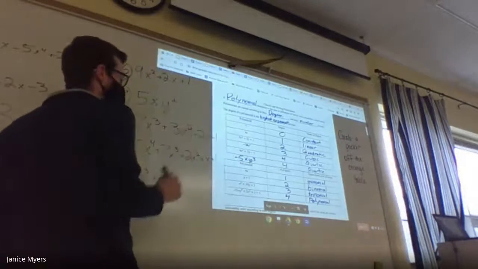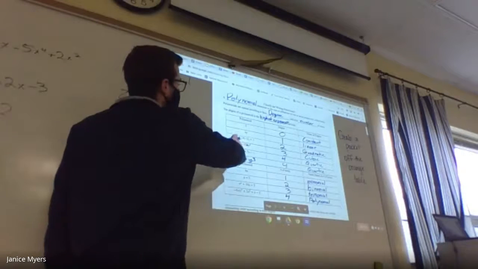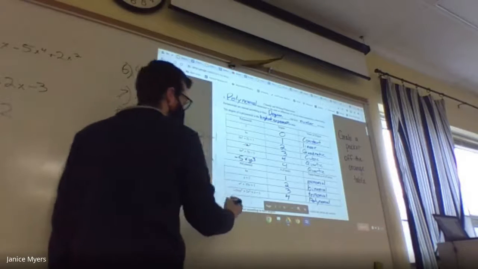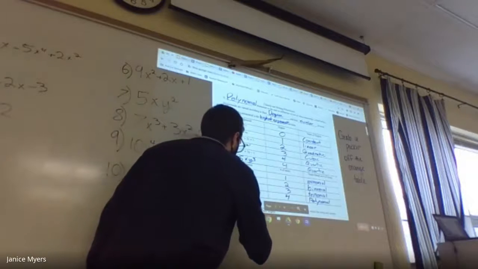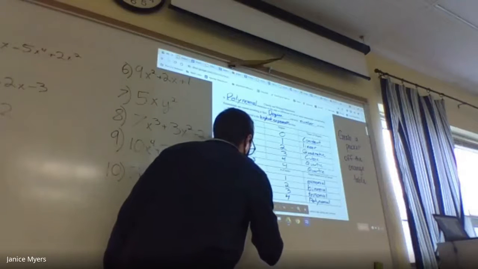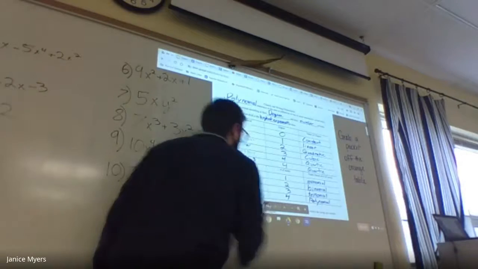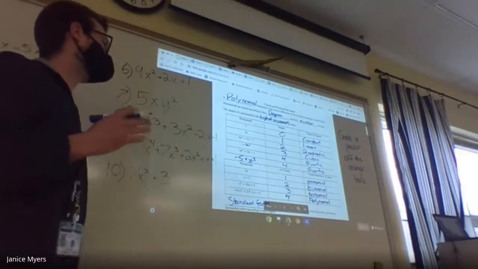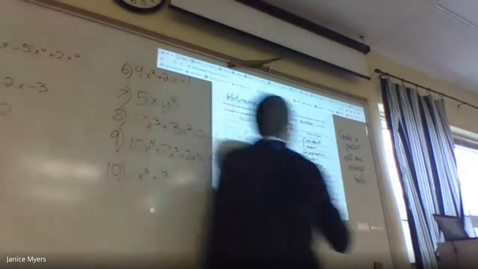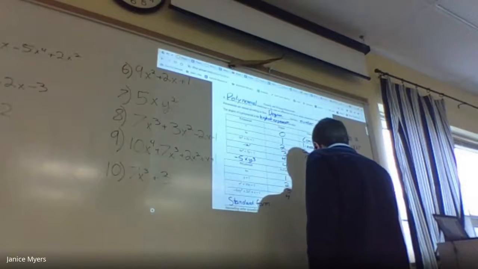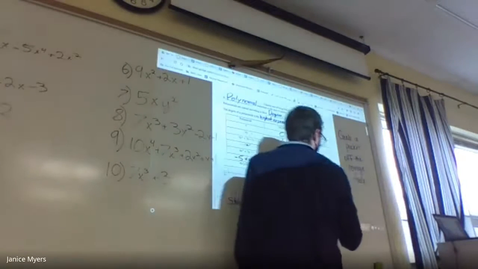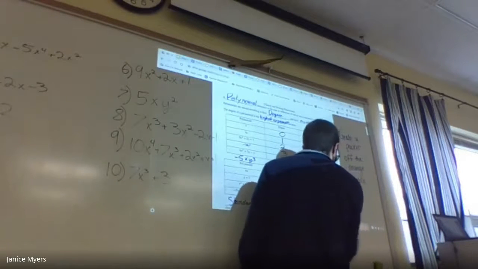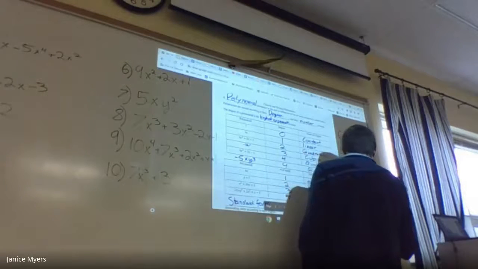So one of the most important parts about this, actually. So down here, I'll go ahead and do this. So this is called standard form. And standard form is the way we write a polynomial when the exponents are in descending order. So you're going to start at your highest exponent and go to your lowest.